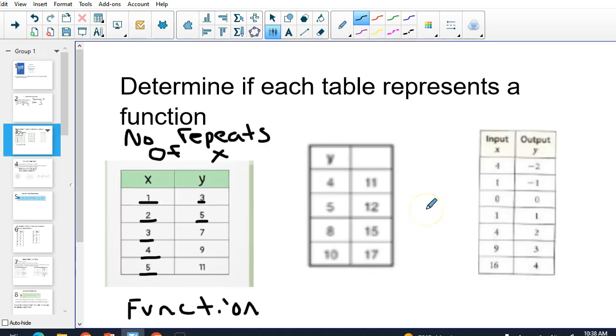Okay, let's look at this next one. Similarly, this table's not the best, but we have our x and y here. We don't have any repeats of x. So, since there's no repeats, it's going to be a function.